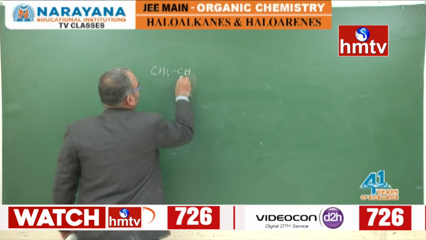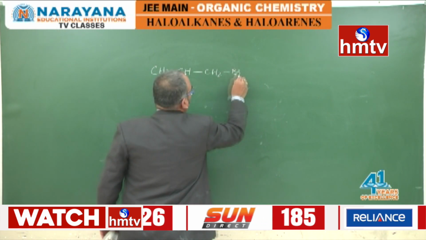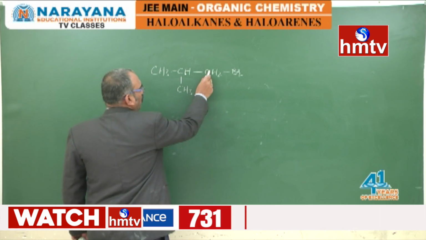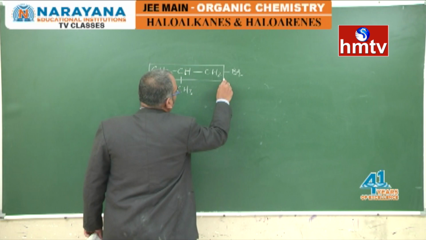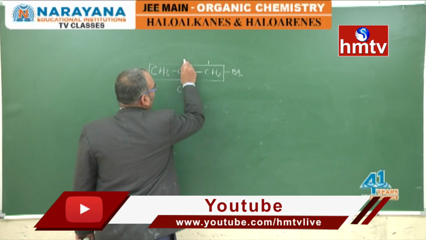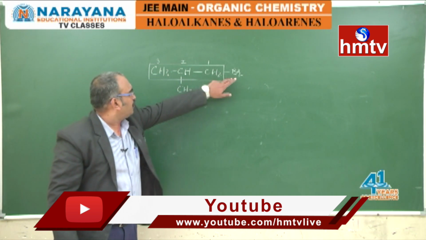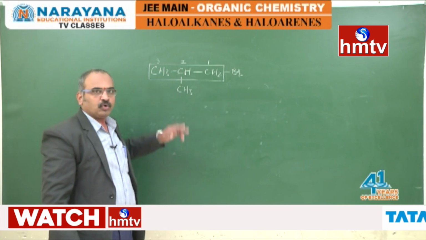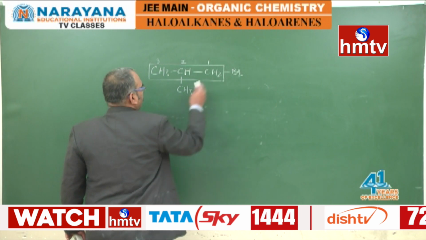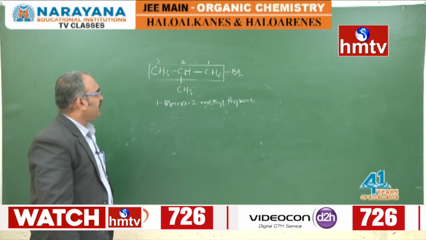CH3, CH, CH3, CH2, Br. Now here the longest continuous carbon chain is 1, 2, 3, to which you have 2 substituents, one is bromine and one is methyl. This is first carbon, this is second carbon, this is third carbon. Now this is bromo and methyl, 1 bromo, 2 methyl. Which comes first in alphabetical order? Bromo. So arrange bromo first: 1-bromo-2-methylpropane.